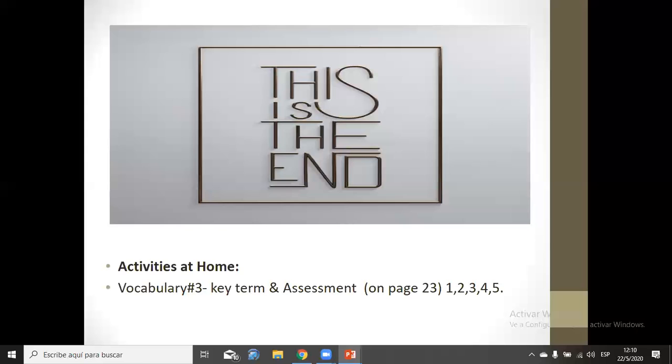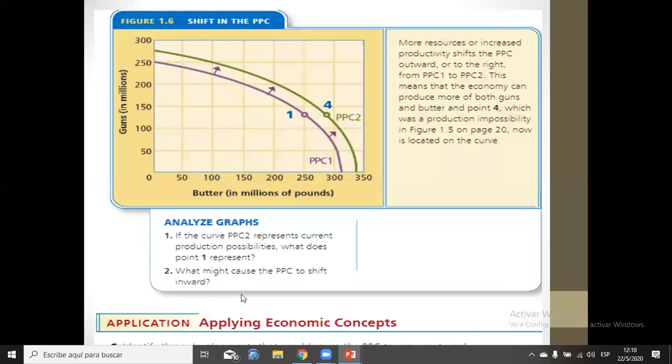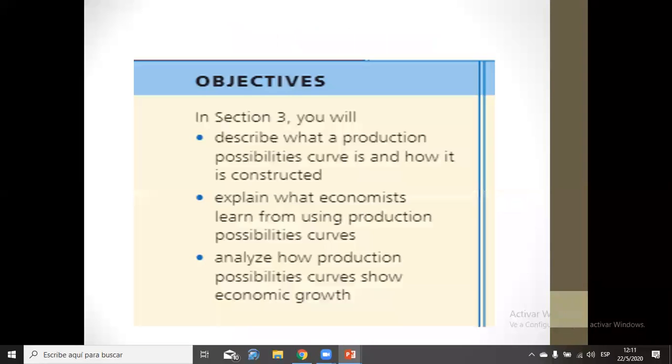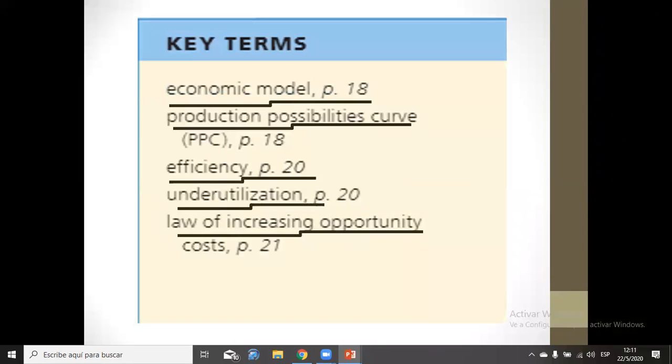Now basically that is today's class. We have 5 minutes left. Remember, you need to complete this vocabulary. Remember the title of this topic. This section is section number 3. It's going to be part of the test. Remember, the test is unit number 1, sections 1, 2, and 3. Until here comes your test. Analyzing production possibility. That's the title. Write it in your notebook, and then you need to write the vocabulary. This is the vocabulary. Write it down and look it up.